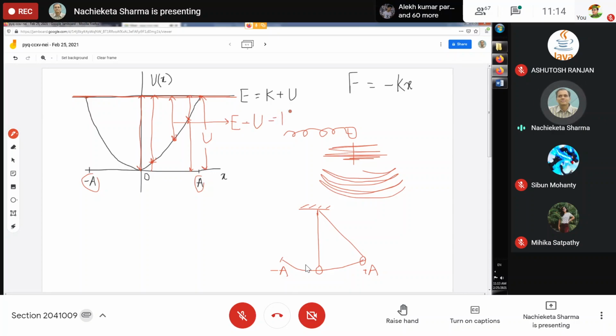So at any point of the potential energy function, if you take the difference between that point and the E straight line, then you will get the kinetic energy. So the vertical distance between the U and E graphs at each point represents the difference E minus U, which is equal to the kinetic energy K at that point. We see that K is greatest at x equal to 0, which we have already discussed, because here the potential energy is 0.